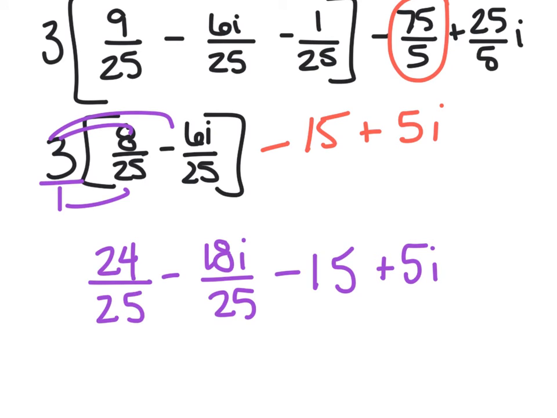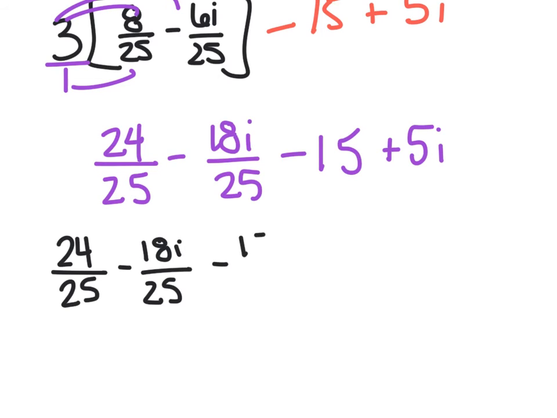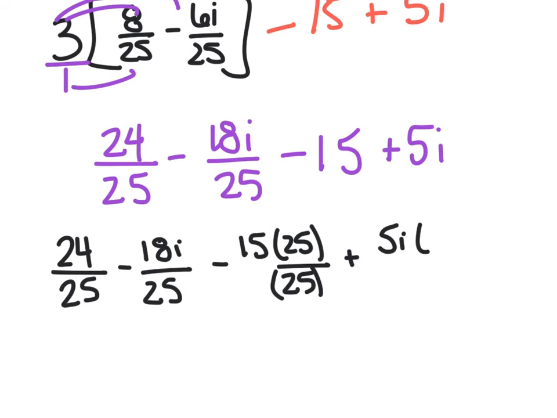All right, and then you'll notice they have denominators of 25. So I could clean this up by multiplying these fractions by 25 over 25, just so I get everybody to have a common denominator. So 24 over 25 minus 18i over 25. Then I'm going to say this is 15 times 25 over 25 plus 5i times 25 over 25. Really, it's like multiplying by 1. So as long as I do it to the top and bottom, I can get a common denominator.